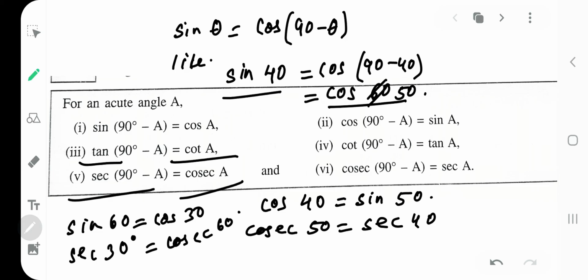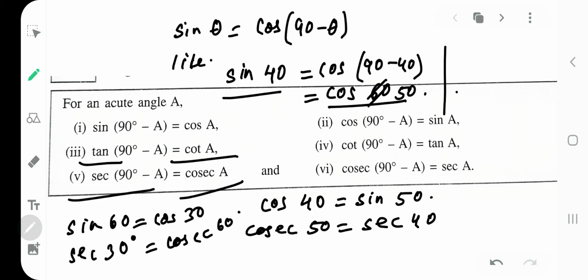And the relationship is between sine and cos, sec and cosec, cot and tan. That means cos theta is equal to sine 90 minus theta, sine theta is equal to cos 90 minus theta, sec theta is equal to cosec 90 minus theta, cosec theta is equal to sec 90 minus theta, cot theta is equal to tan 90 minus theta, and tan theta is equal to cot 90 minus theta. So this is the relation.